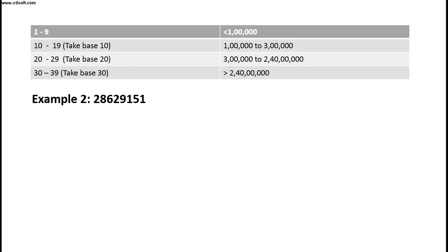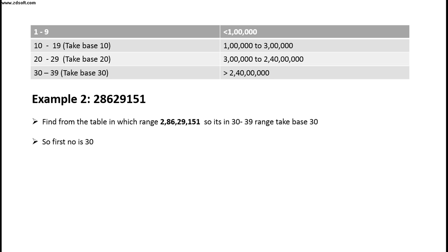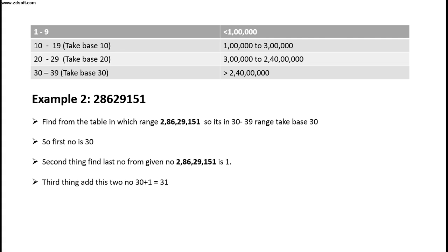Second example is 2862915. First of all, find the range from this table. So the range is 30 to 39. So the range is 30, take base 30. Second thing is, in this given number, find the last digit, which is 1. So add these two numbers, 30 plus 1 is equal to 31. So our answer is 31.